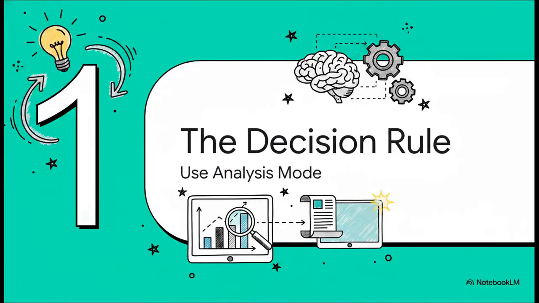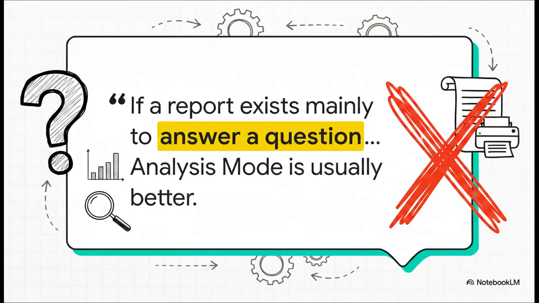Section 1. The decision rule. Okay, so here is the golden rule, the absolute heuristic you need to burn into your brain before you write even one more line of custom report code. Ask yourself, is this report existing mostly just to answer a question, or is it actually trying to produce a formal document? If the user just needs an answer to a business question, analysis mode is, without a doubt, your best option. It really is that simple.